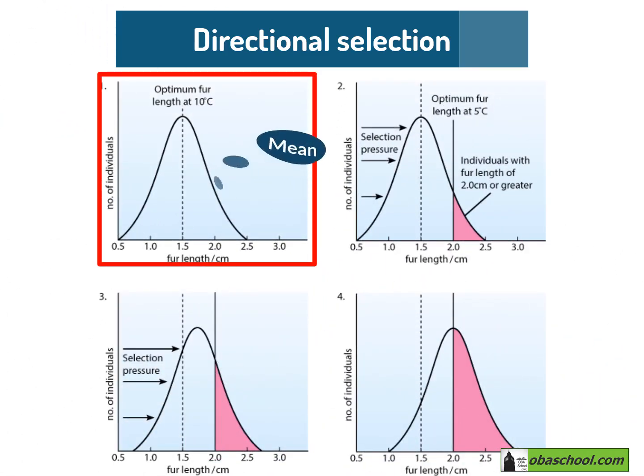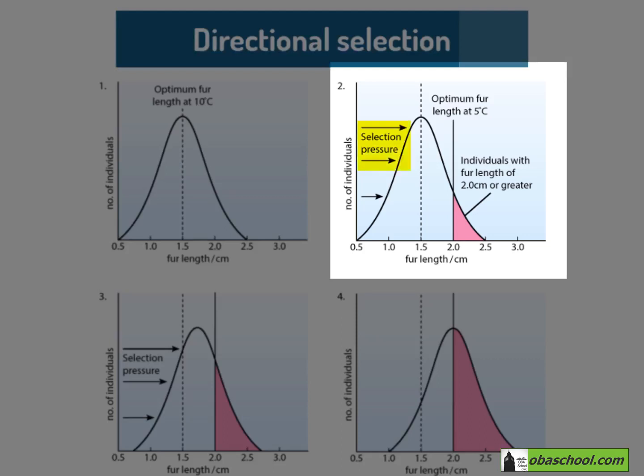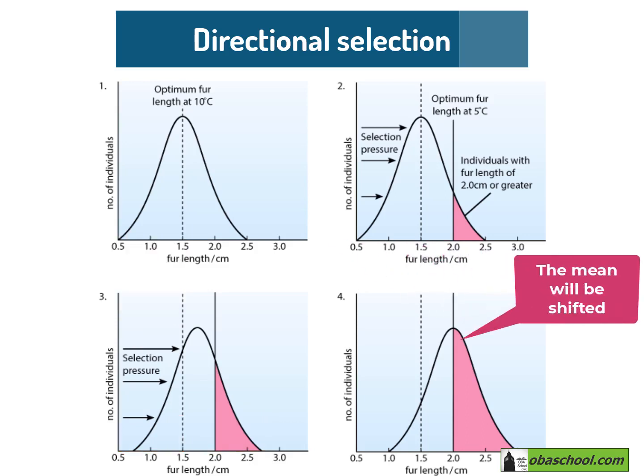This curve has a mean that represents the optimum value for the phenotypic character under the existing conditions. Now, if the environmental conditions change, so will the optimum value for survival. Some individuals, either to the left or to the right of the mean, will possess a combination of alleles with the new optimum for the phenotypic character. As a result, there will be a selection pressure favoring the combination of alleles that results in the mean moving to either the left or the right of its original position.